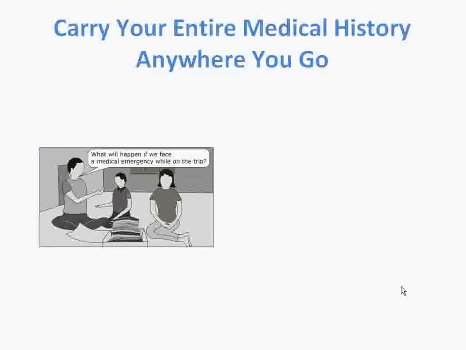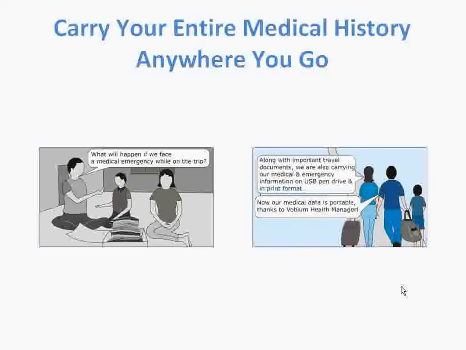Carry your own medical emergency card anywhere you go. This is very useful for families who are going out on a trip. We normally don't carry our medical records with us, but with Vobium Health Manager, you can carry all your records in a USB, send them to an email ID of yourself, or take a printout, and you are safe and sound in your international trips.